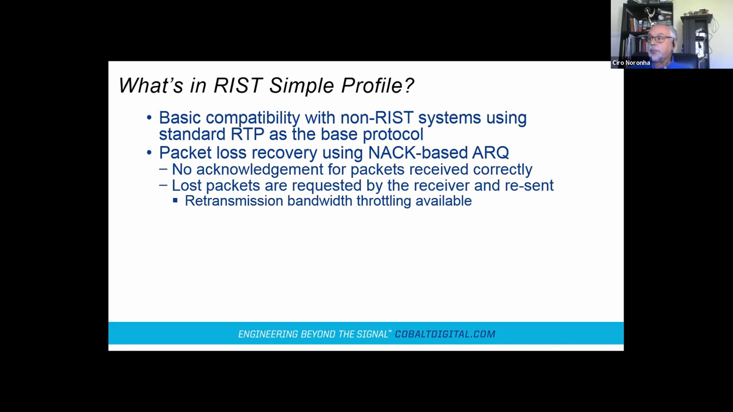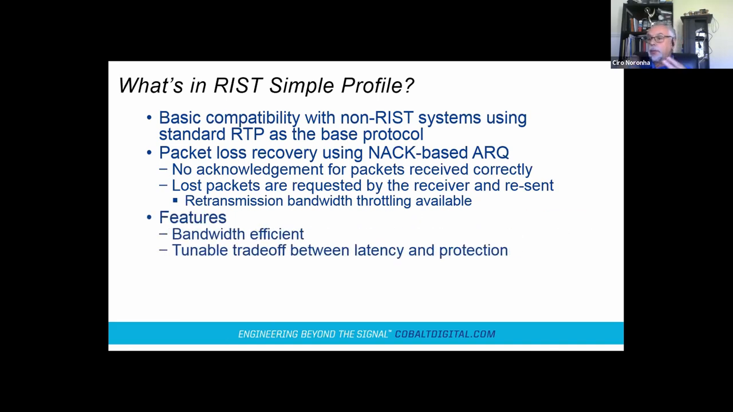So only the lost packets are resent. And you can use that together with FEC. This is a much better method than FEC, but you can use it together with FEC. And so the features of that is that it's bandwidth efficient, which is an advantage over FEC, and you have a tunable trade-off between latency and protection. The other thing it does is multi-link support. You can do bonding and also seamless switching, redundant links, and IP multicast support.